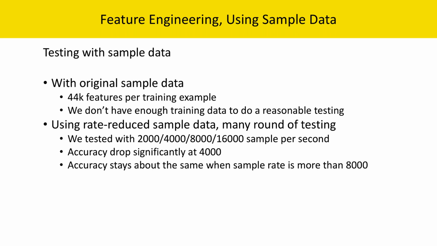Sorry, there's a question from the audience. So when you say that the error stays about the same when the sample rate is 8,000 versus more than 8,000, is it marginal error when it is more than 8,000? No, I always do this double. So I do 2,000, 4,000, 8,000, 16,000. Is that what you're asking?